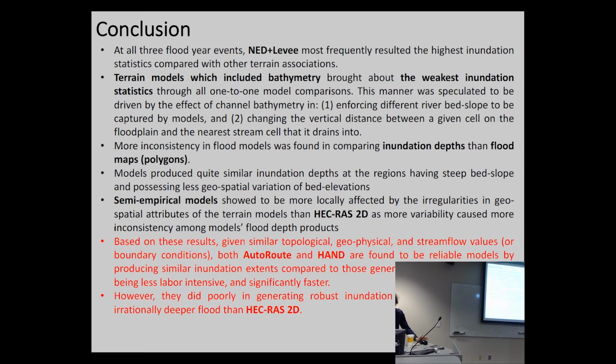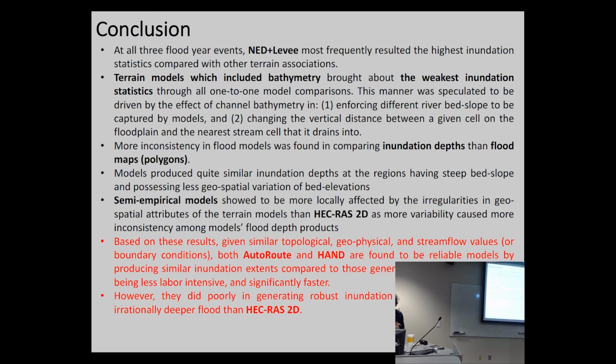And the last page says that at all three flood year events, the NAD plus levees association of DEM resulted in the highest inundation statistics. We can expect that because the levee would hold water to not go beyond some levels, and it will restrict the water polygon, and that means more conformity, and that's why you would expect that NAD compared to the others would give you the better answer.